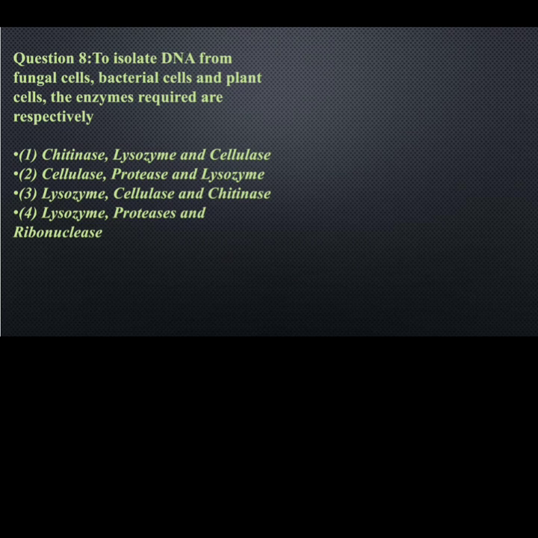Next, to isolate DNA from fungal cells, bacterial cells and plant cells, the enzymes required are respectively. Enzymes are used to break down cell walls specific to different cell types to release DNA. Chitinase, lysozyme and cellulase. Chitinase degrades the chitin in fungal cell walls. Lysozyme breaks down the peptidoglycan in bacterial cell walls, and cellulase degrades plant cell walls. So that is the correct answer.